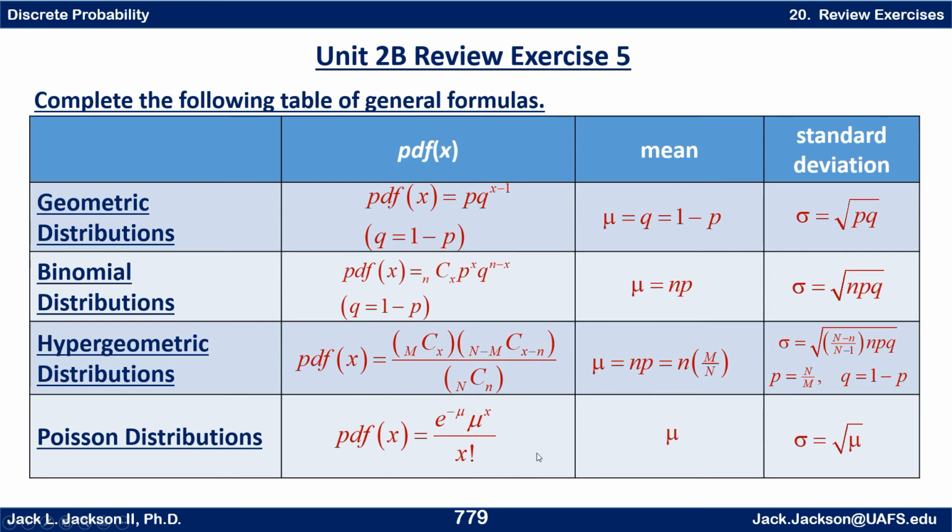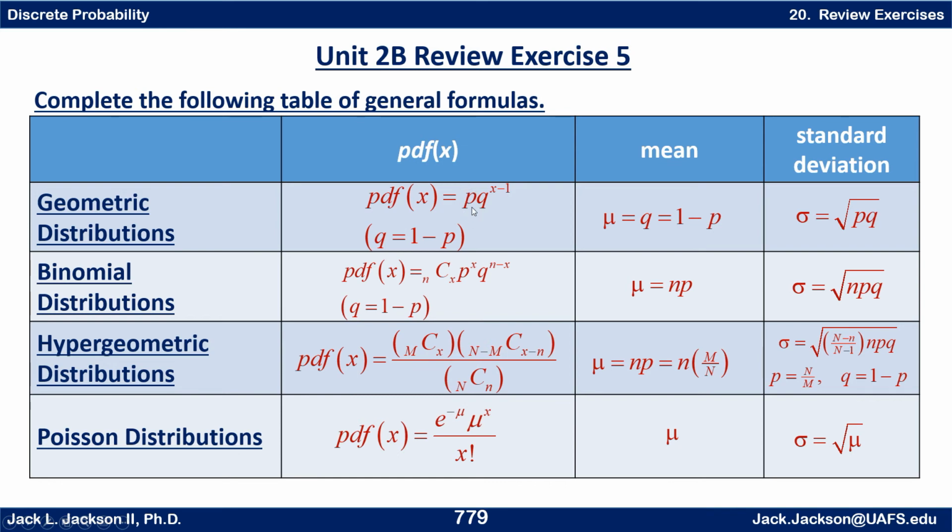Well, here's what we get. For a geometric distribution, the PDF of x is p times q to the x minus 1. This should make some sense to you here. Remember, q is 1 minus p, the probability of a failure. p is the probability of success. Okay, well, it's pretty easy.